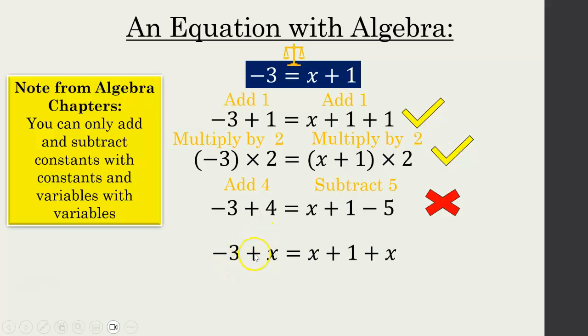Last one. What if I had minus 3 plus x is equal to x plus 1 plus x? A bit trickier now. Now, I know what you're thinking. Well, what about the x's? It's a variable, it's not a number, it's not a constant. How are we going to do this?